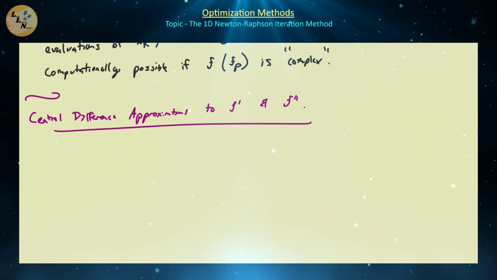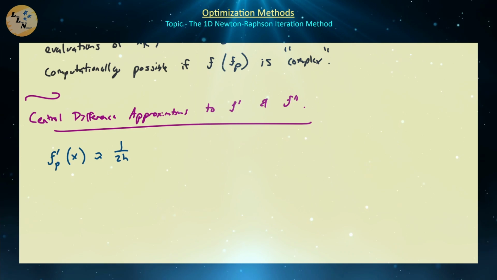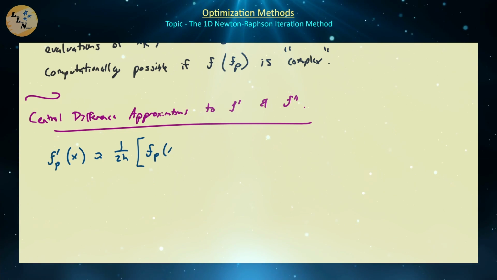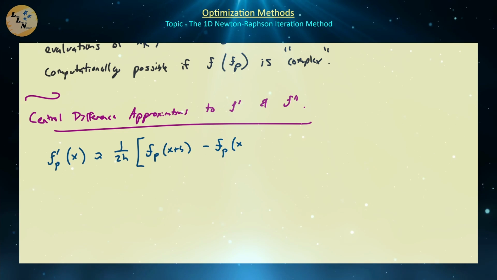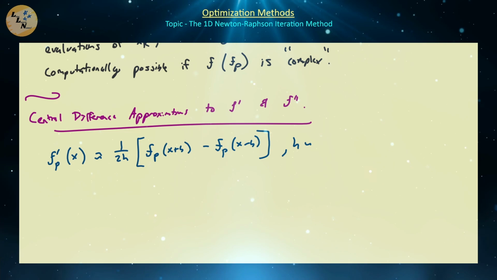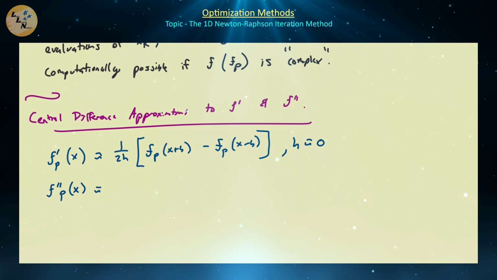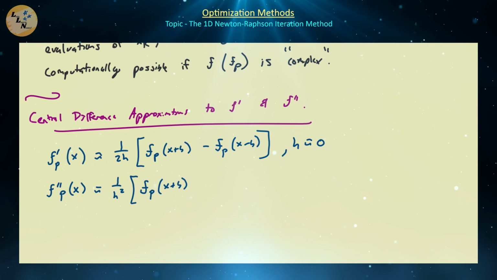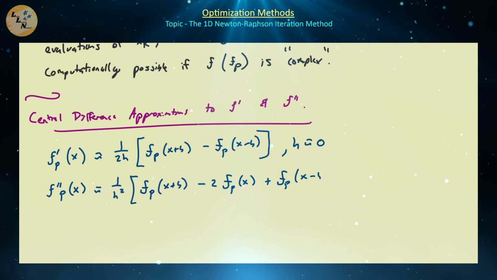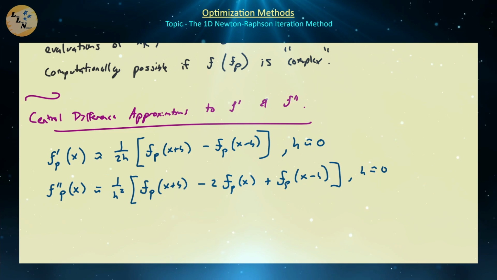So the central difference approximation for f prime of p at a particular x value is approximately equal to 1 divided by 2h times fp of x plus h minus fp of x minus h, where h is some number close to 0, like 0.0001 for example. And one can also show that the second derivative at x can be approximated via the expression 1 divided by h squared times fp x plus h minus 2 fp of x plus fp of x minus h, again where h is arbitrarily close to 0.